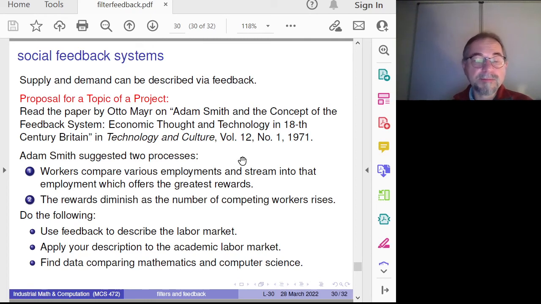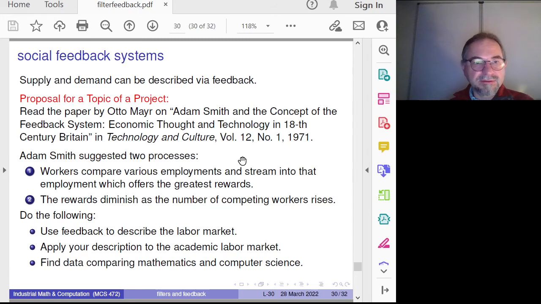Okay, feedback is an important concept, and one can interpret the theories of Adam Smith, the historical economic theories, and describe them with feedback. So if one looks at the labor market, then workers that are available on the job market will look for employments and consider various types of employments, and naturally they will choose those jobs that offer the greatest rewards.